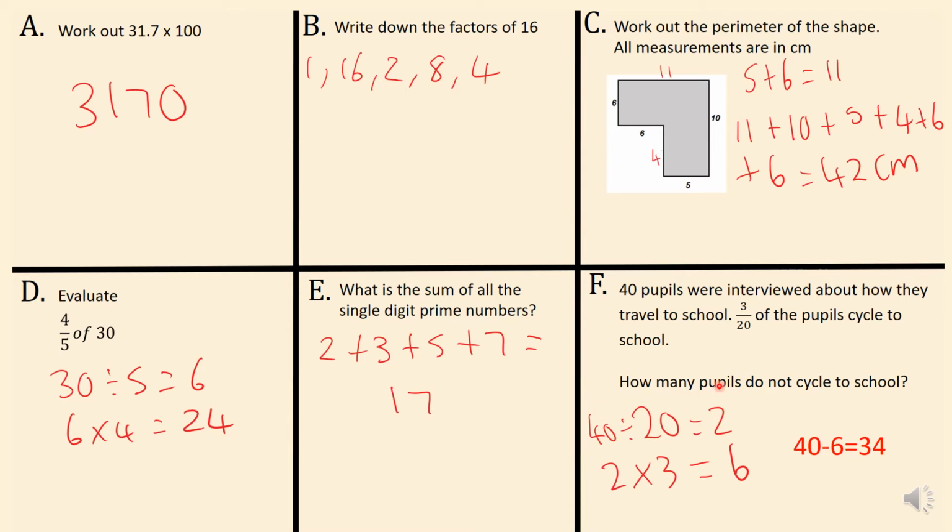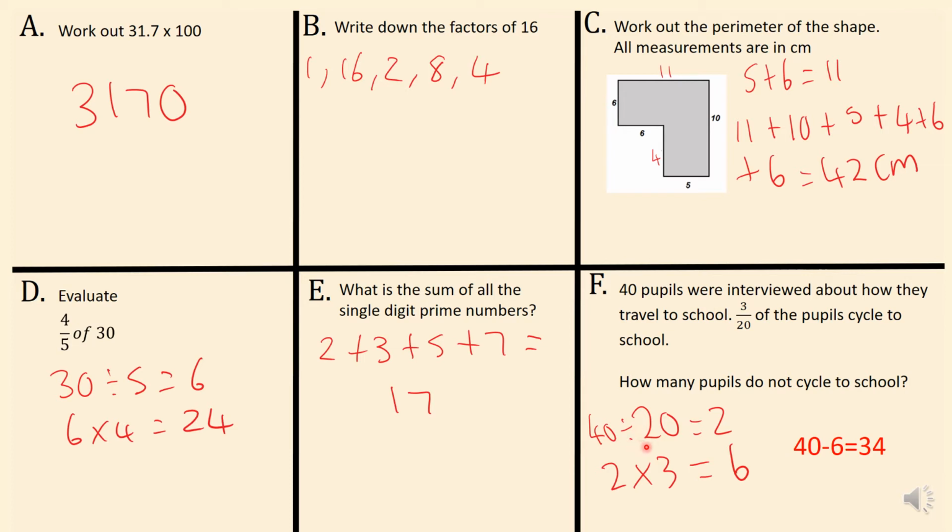Last question. If you read it carefully, 40 people were interviewed about how they travel to school. When it says 3/20 of the whole pupils, it means 3/20 of these 40 people. So you need to do the same as question D. You need to find 3/20 of 40, which means you divide by the denominator.